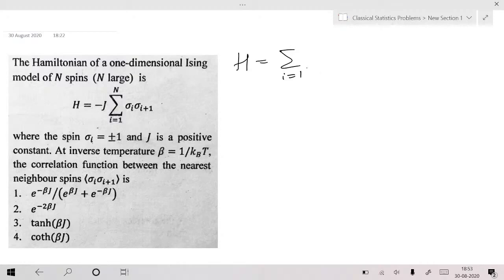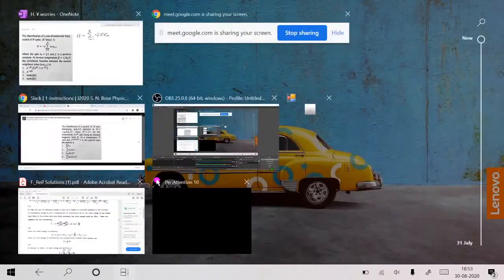Now look at here. H is equal to sum over i equal to 1 to N, minus J into sigma i sigma i plus 1. This is quite different from the earlier problem. In the earlier problem we defined individual particle energy, but this is an interaction term. Again, suppose this energy is defined as an interaction term actually.